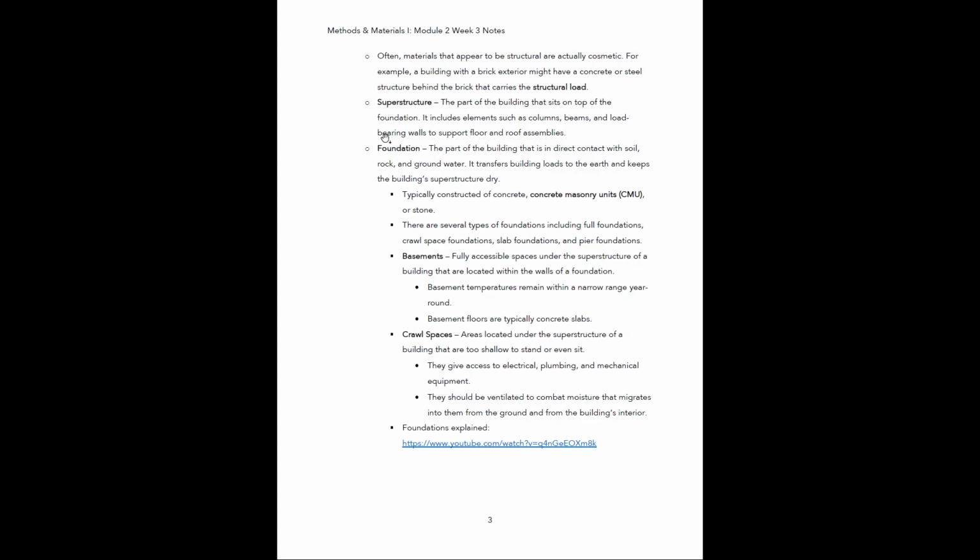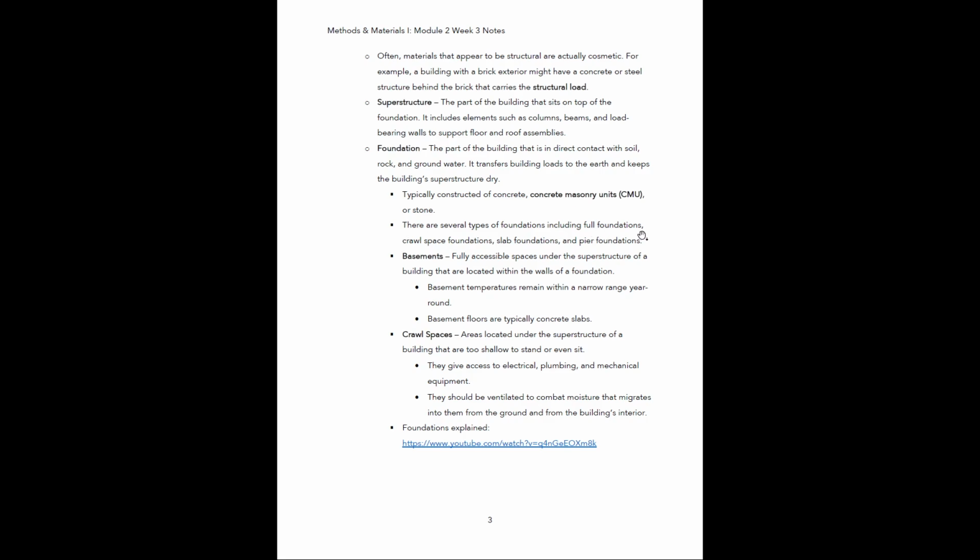All right. The superstructure, like I said, is the part of the building that sits on top of the foundation. That includes elements like columns, beams, and load-bearing walls to support roof and floor assemblies. The foundation is the part of the building in direct contact with the soil, rock, and groundwater, and it transfers building loads to the earth. It also keeps the building's superstructure, everything above the foundation, dry. Foundations are typically constructed of concrete or concrete masonry units, which is CMU. We're going to talk about CMU a little bit more later on in the chapter.